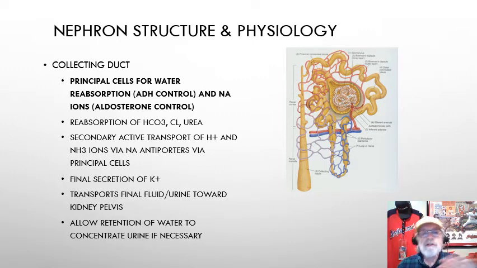A few other things are moved in and out, but most of that's been done in the loop of Henle, the proximal convoluted tubule, the loop of Henle, and the distal convoluted tubule. Okay, so actually, the ADH allows retention of water if you need to concentrate the urine to save and conserve water, and that's what the collecting duct is largely responsible for.